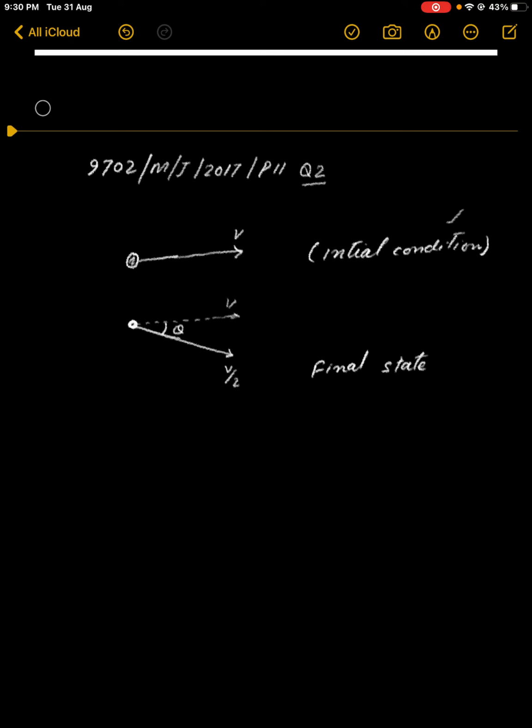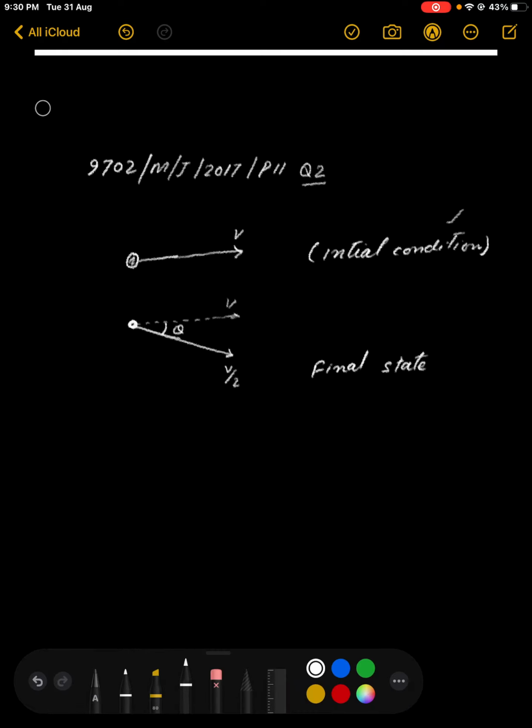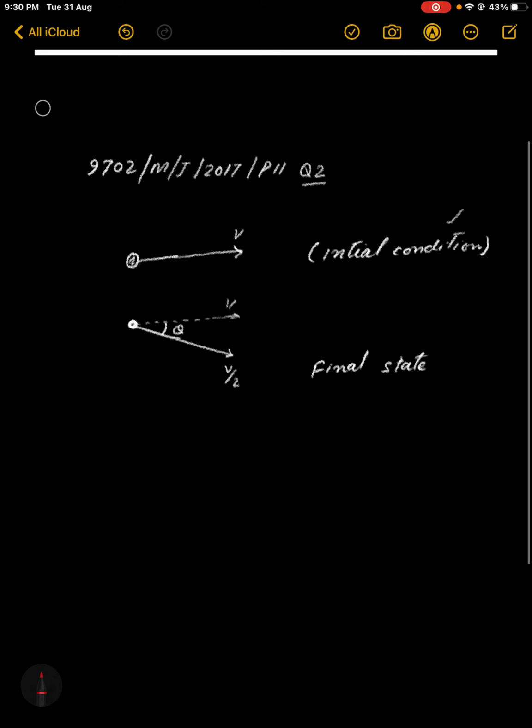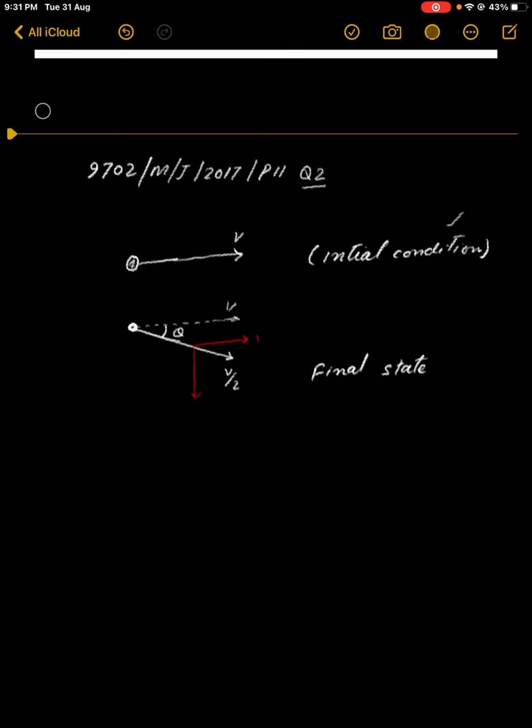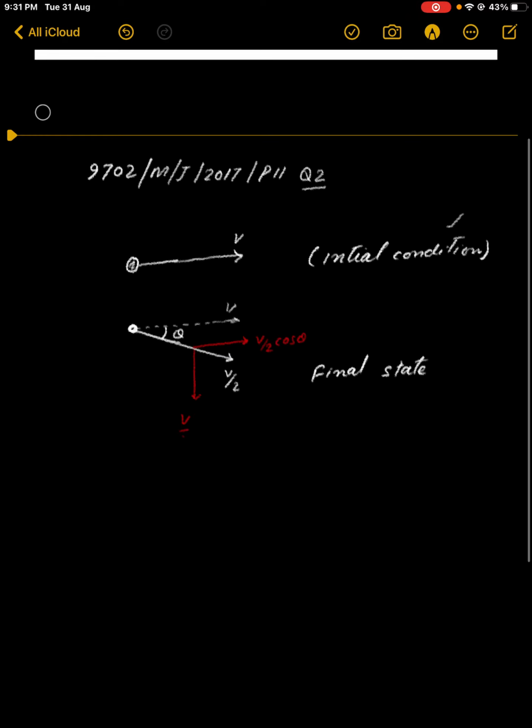Now what we have to do is very simple: we will resolve the vector into its components. According to the resolution of vectors, the side adjacent to theta is the cos component and the opposite component is the sine component, right? The vector's magnitude is v by 2, so obviously this component will be v by 2 cos theta, and this component is v by 2 sine theta.